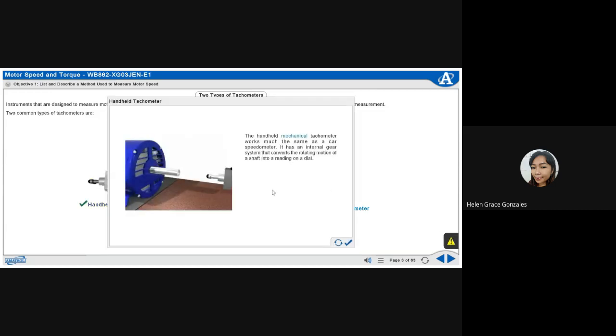The handheld mechanical tachometer works much the same as a car speedometer. It has an internal gear system that converts the rotating motion of a shaft into a reading on a dial. To take a reading with the handheld tachometer, its rubber-tipped shaft is held against the spinning motor shaft, causing the tachometer shaft to spin at the same speed as the motor shaft. The dial then indicates the rotational speed.